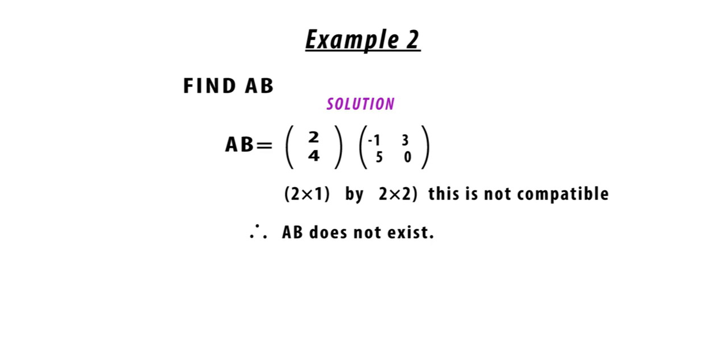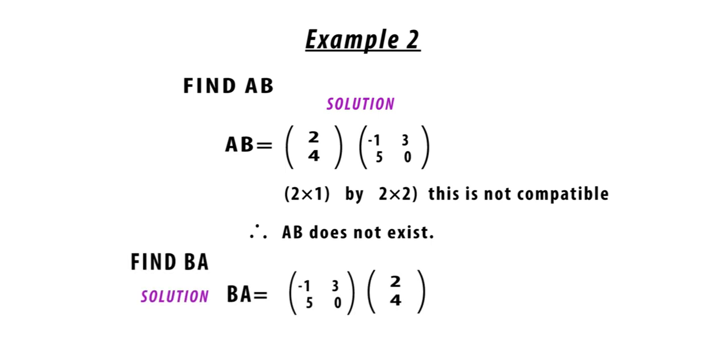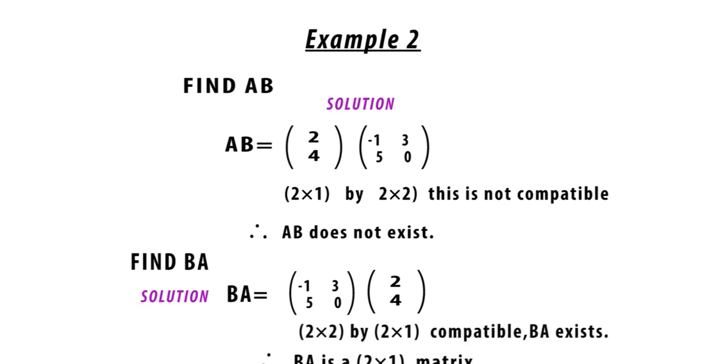Good. Now we are to find the matrix BA. Matrix B multiplied by matrix A is equal to the matrix negative 1, 3, 5, 0 multiplied by the matrix 2, 4. Here we have a 2 by 2 matrix multiplying a 2 by 1 matrix. They are compatible. So the matrix BA exists and it is going to be a 2 by 1 matrix.